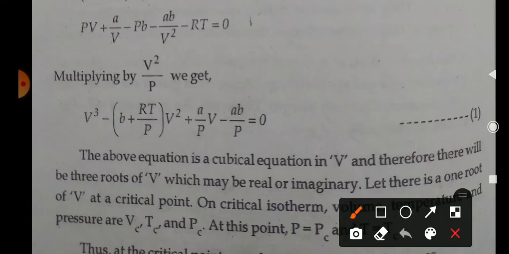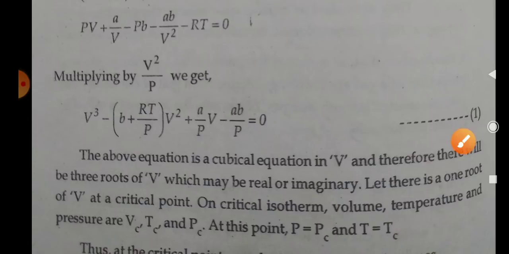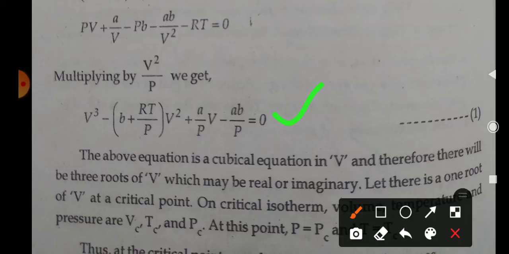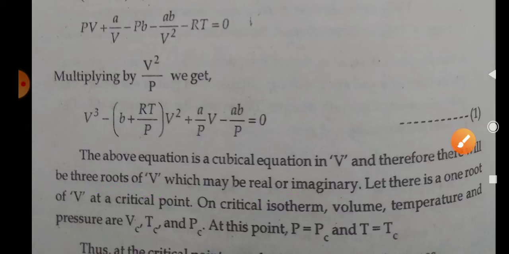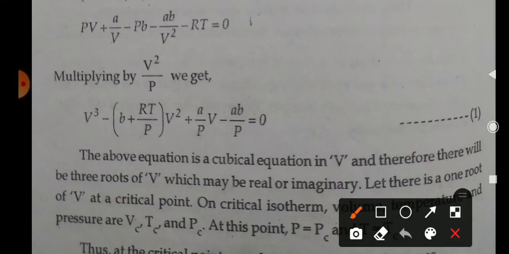You might have heard in 9th or 10th class about the cubic equation in x, which is ax³ + bx² + cx + d = 0. So this is a cubic equation in V. Therefore three roots of V are possible, which may be real or imaginary. Out of these three roots, one root is the V at the critical point.